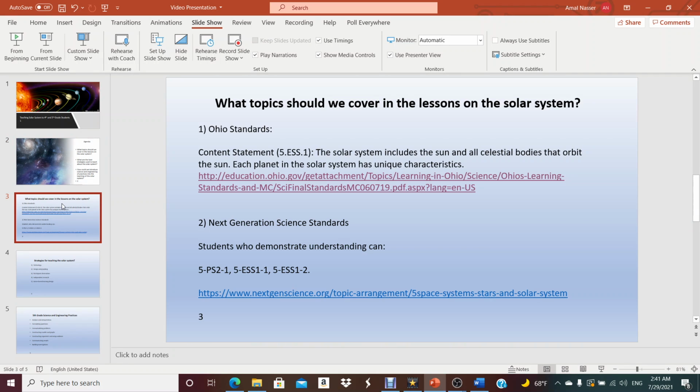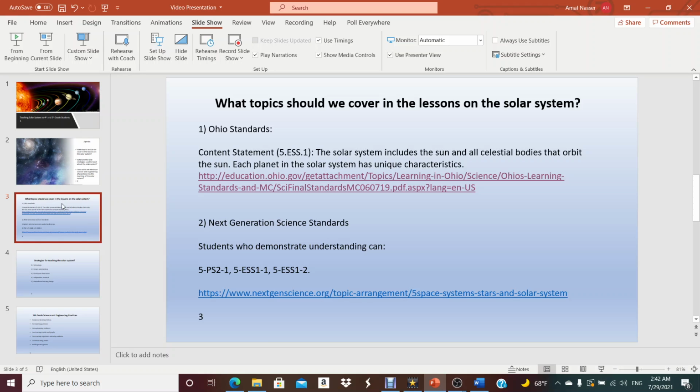What topics should we cover in the lessons on the solar system? Some topics that could be included cover the characteristics of the sun. In addition, students need to be introduced to the eight planets revolving around the sun as well as their characteristics. Lessons should also include portions covering predictable cycles and patterns in the solar system.